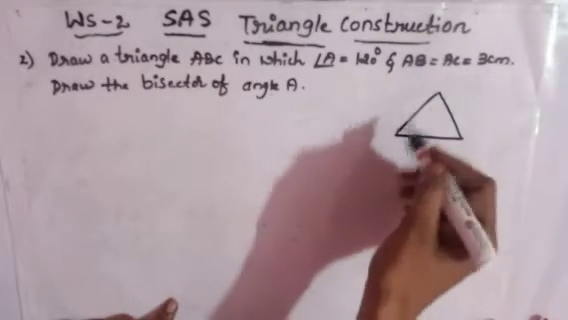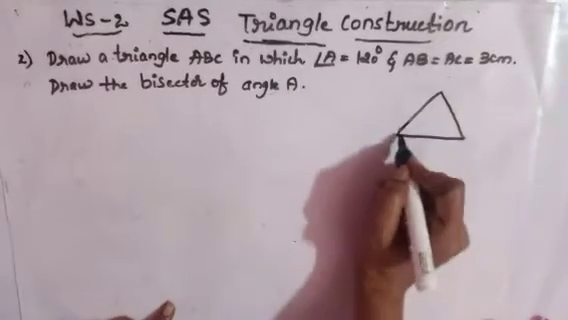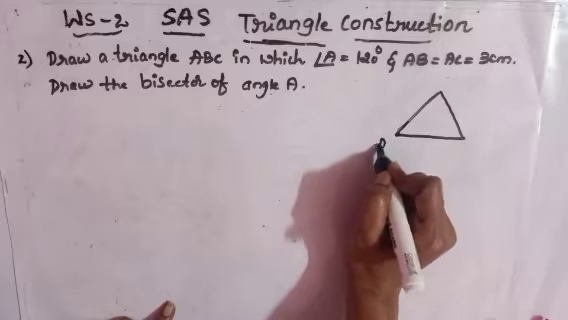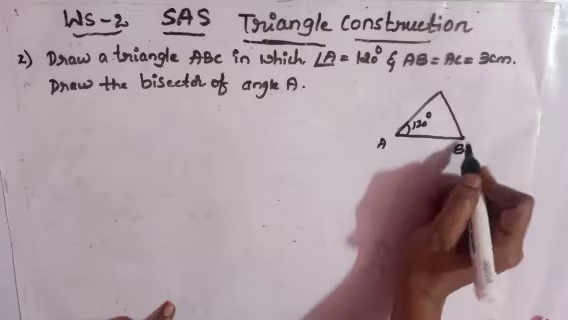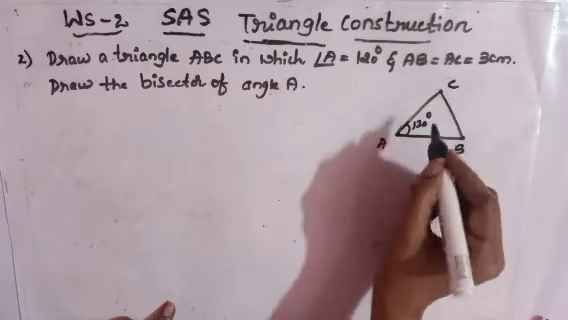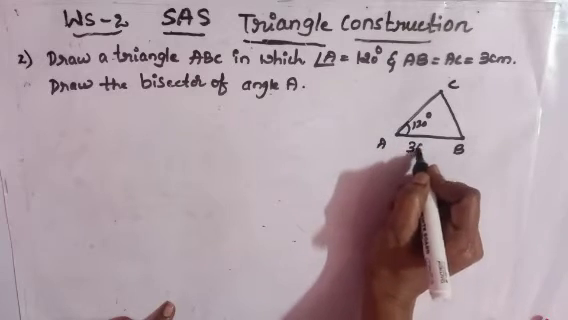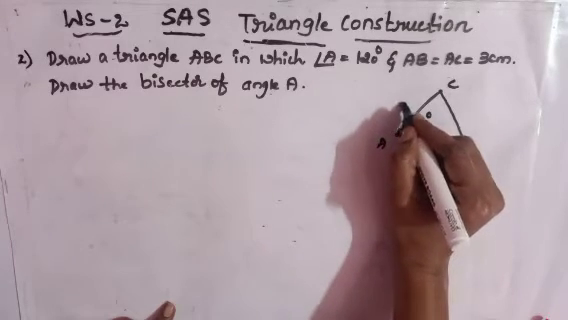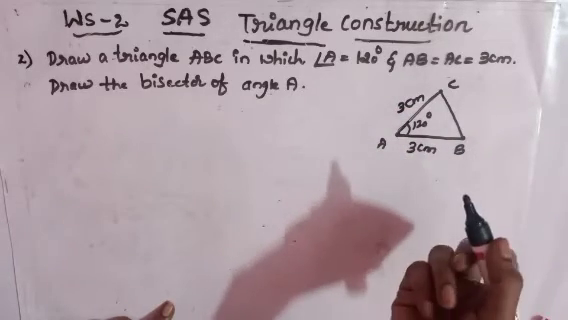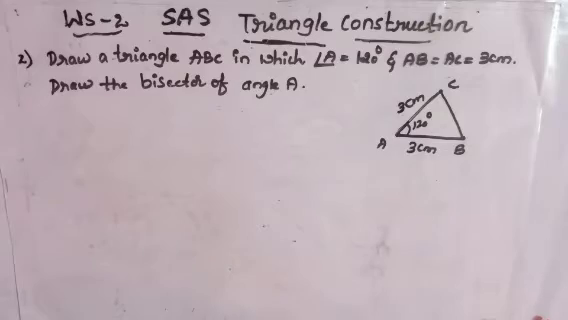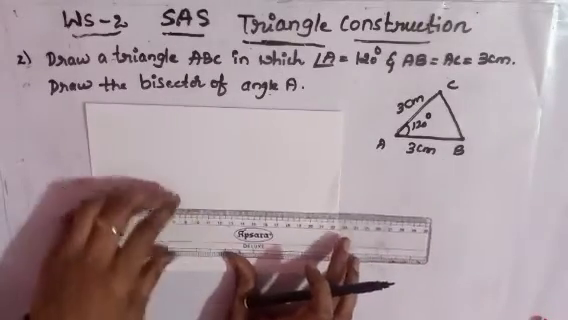So first draw a triangle. What is given, angle A is 120 degree. So let us name this point as A, 120 degree, and this point as B and this point as C. Now AB equals AC equals 3 centimeter. Now AB is 3 centimeter and AC is 3 centimeter. So first we have to draw the rough sketch, then it will be easy for construction. Next let us construct.